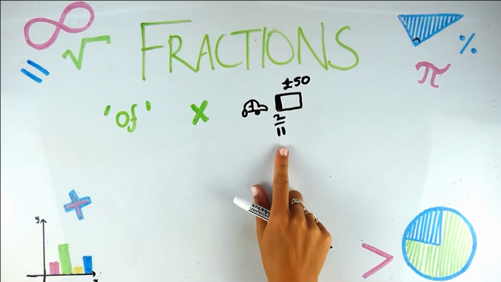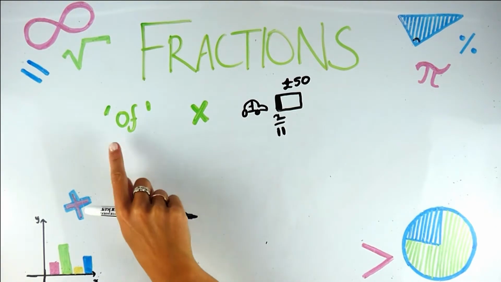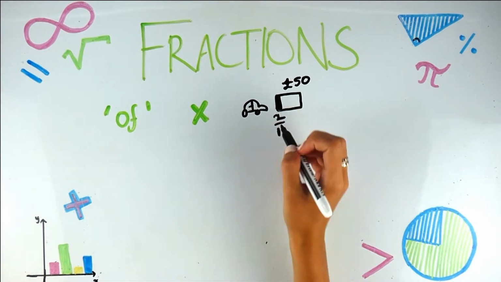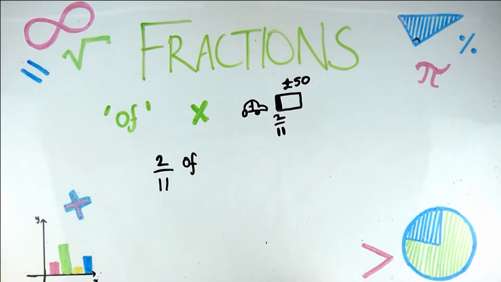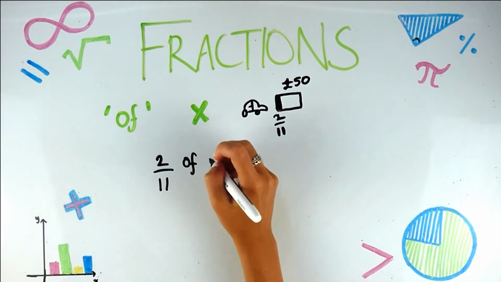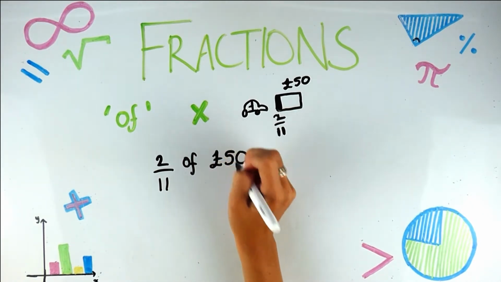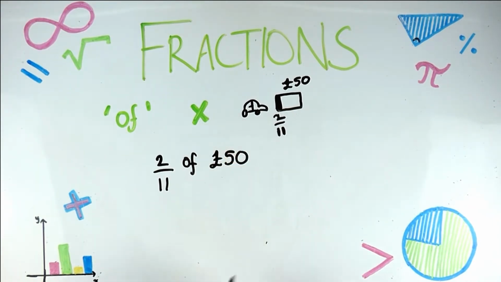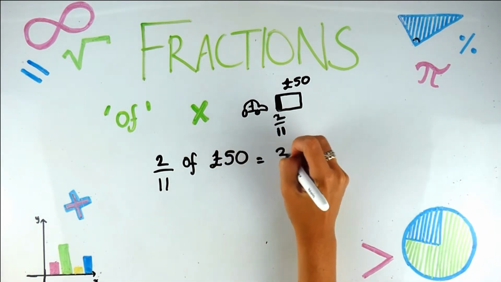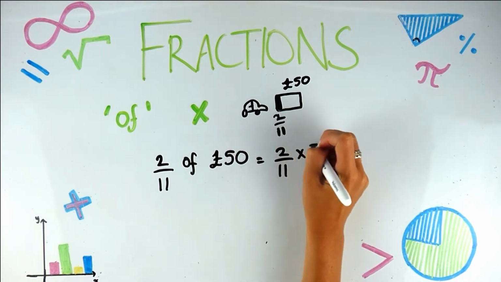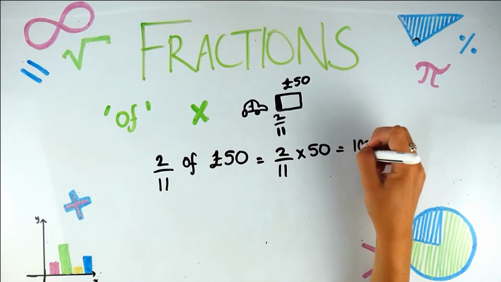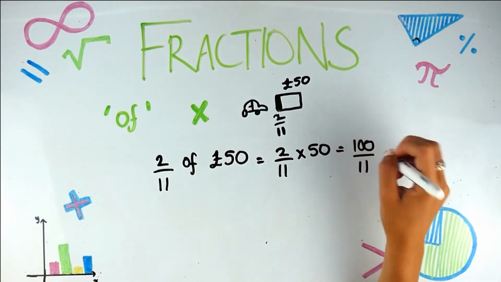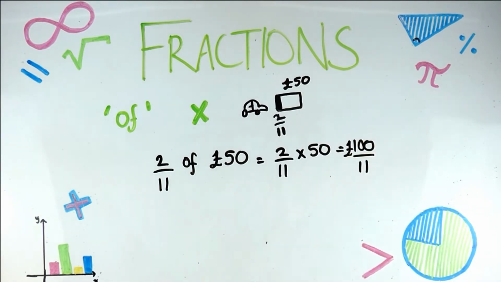So, the way to think of this is in Englishy terms using of. So I've used 2/11 of my tank. And my tank costs £50, so I've used 2/11 of £50. And because I've said the word of, alarm bells going, sirens ringing, that means multiply in maths. So 2/11 times 50, which is 100 over 11 pounds.